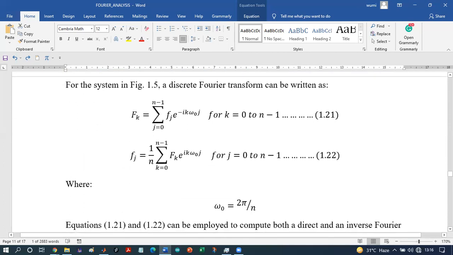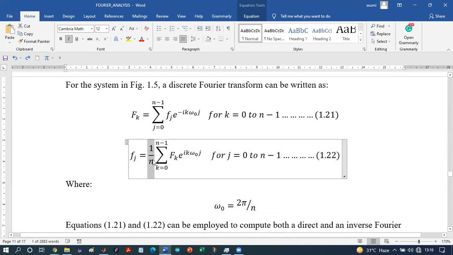Either this or this. So I told you that this 1 over n is just an amplifier. So it can either be in this formula or in this formula. So it's just a scaling factor. But it's not compulsory that it has to be in the inverse DFT. So it can also be here. But one thing is that if you put it here, you cannot put it here again. So it's either here or here.